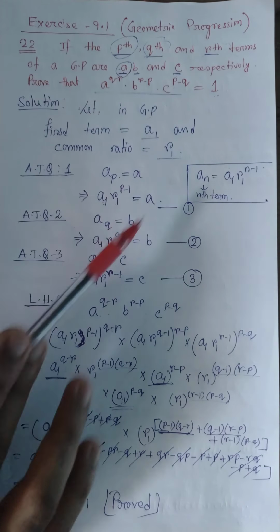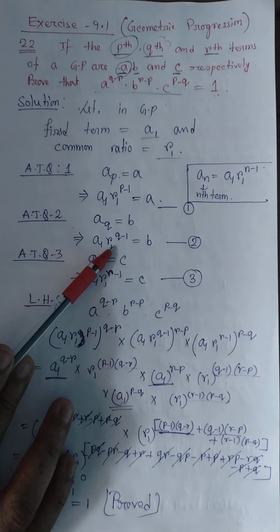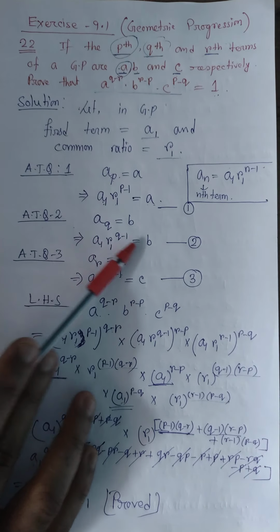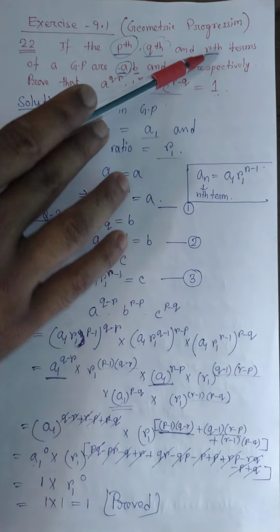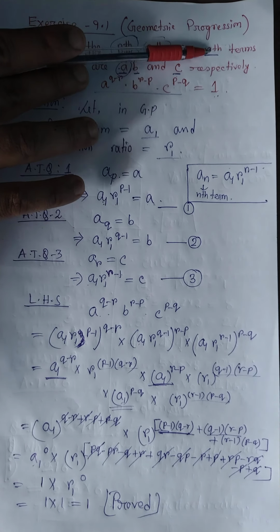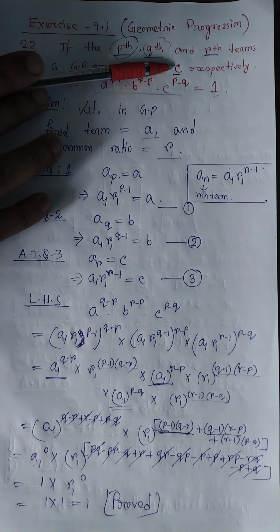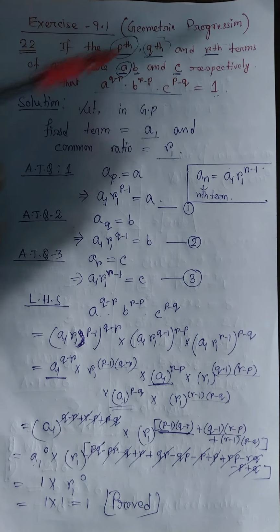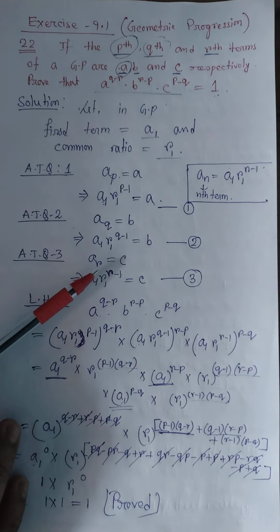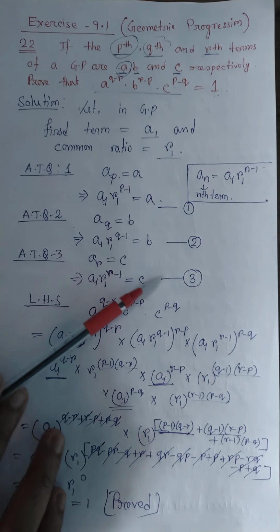Similarly, the qth term is B. That means Aq equals B, so A1 R1 to the power Q minus 1 equals B. In the similar way, according to the question, the rth term is C, as respectively is given. That means Ar equals C, that means A1 R1 to the power R minus 1 equals C.